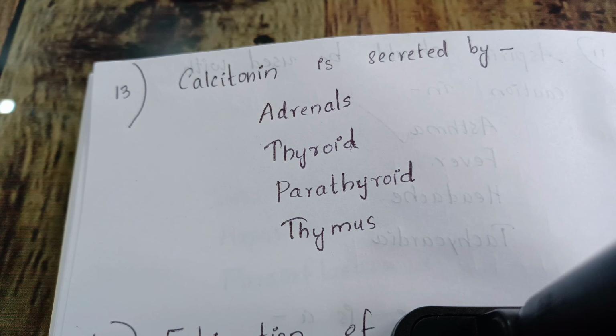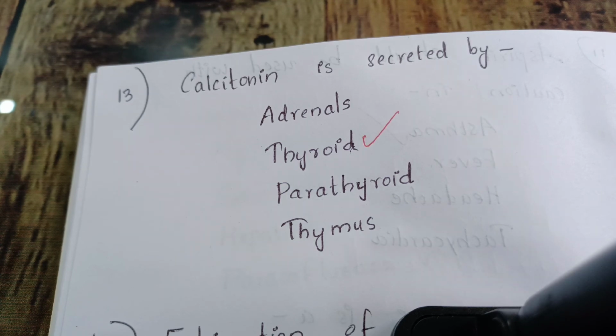Calcitonin is secreted by adrenals, thyroid, parathyroid, or thymus. It is secreted by the thyroid gland. Calcitonin is a hormone that is produced in humans by the parafollicular cells, commonly known as C cells of the thyroid gland. Calcitonin is involved in helping to regulate levels of calcium and phosphate in the blood.